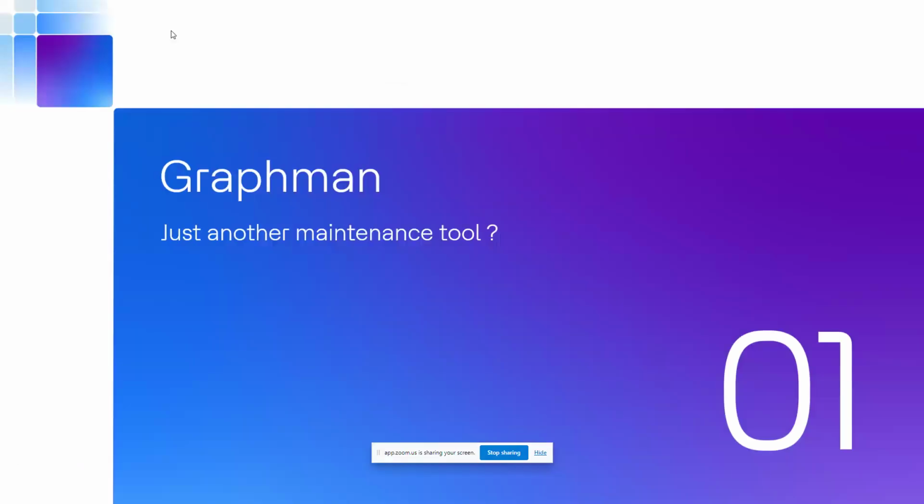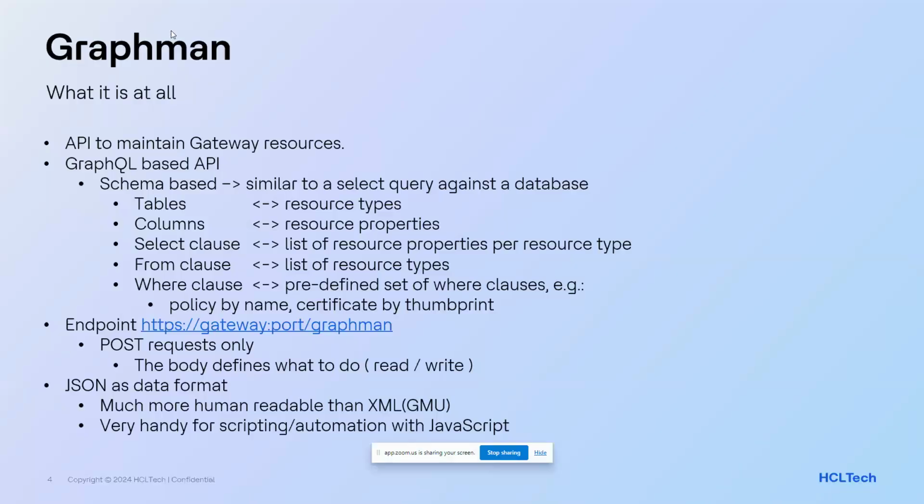Okay, so let's start with Graphman. What is it? Is it just another maintenance tool? Potentially, yes, but it offers a great improvement over what you might know or have learned in the past. Graphman, what it is at all. First of all, it's just an API on a gateway. And the API's purpose is, in my understanding, to maintain resources on that gateway. The API is a GraphQL-based API.